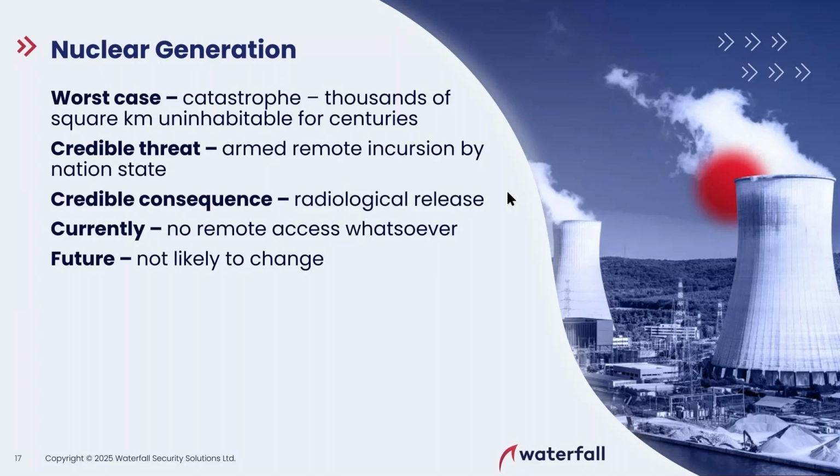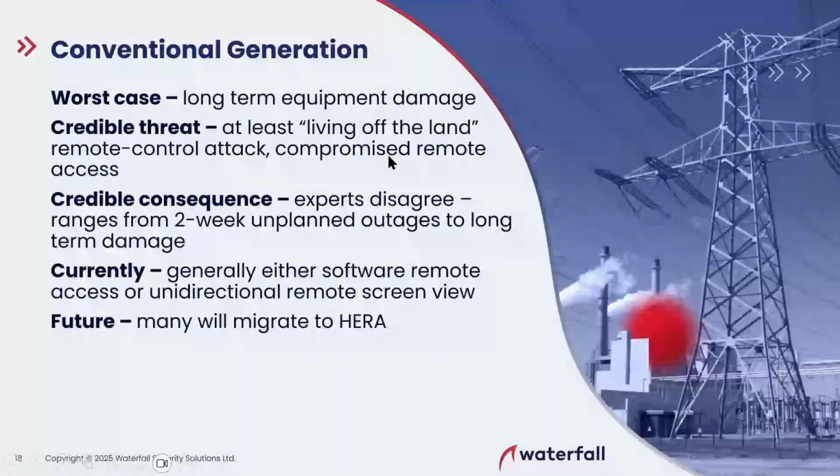Okay, let's look at something a little closer to home. More conventional generation. What's the worst case? Probably that the lights go out for 18 months because the bad guys get in and destroy the transformers and destroy the turbines. What's a credible threat? What's reasonable to believe will attack us?